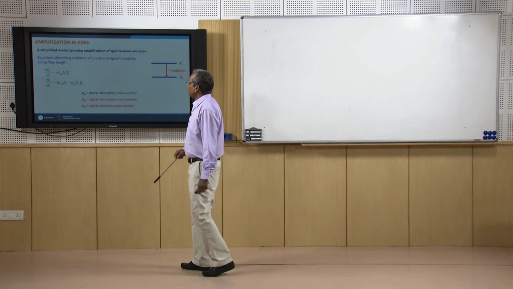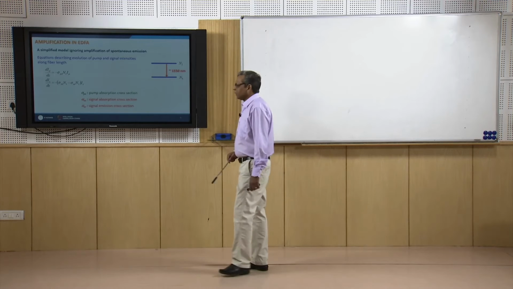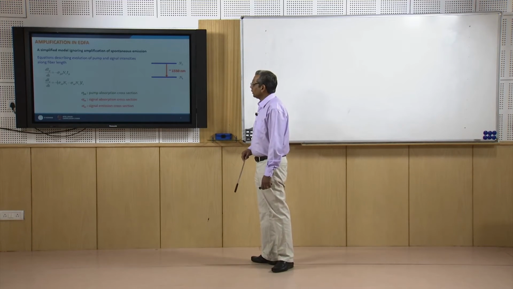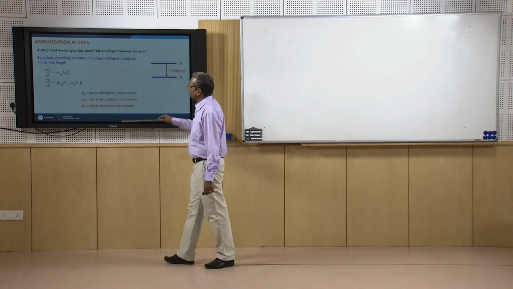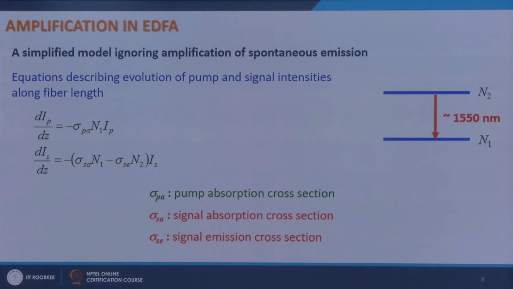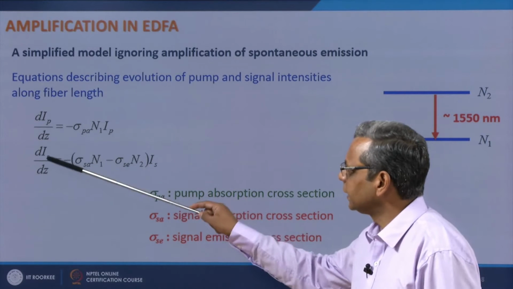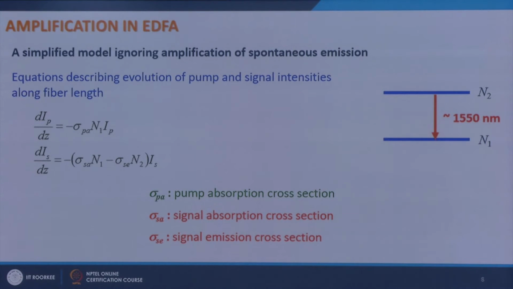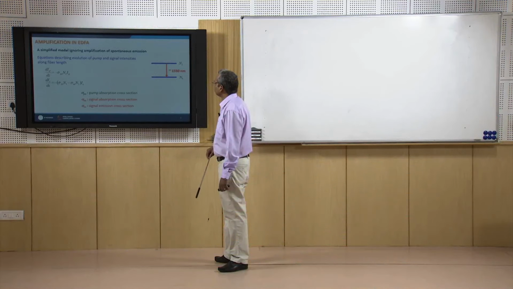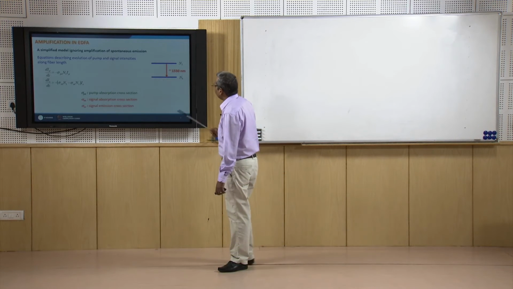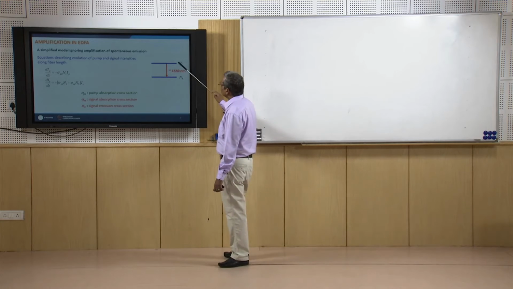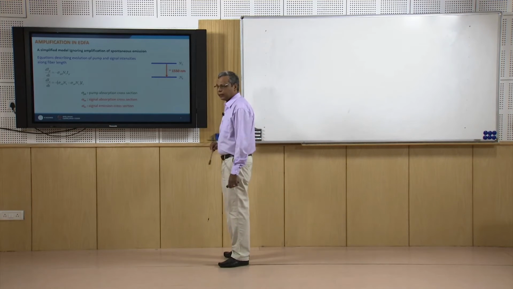So, a simplified model for this amplification of light in EDFA can be given by these two equations, which tell the evolution of the pump and signal intensities with the distance z, the propagation length. So, what we have here? We have a simplified two level model here.